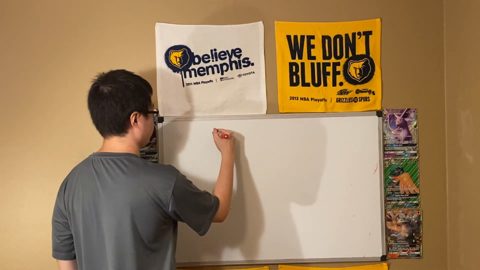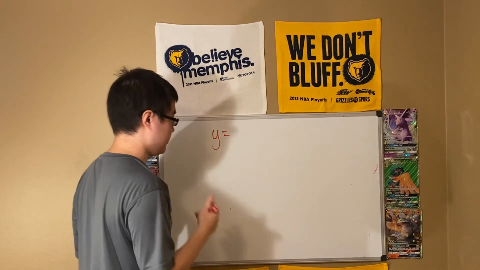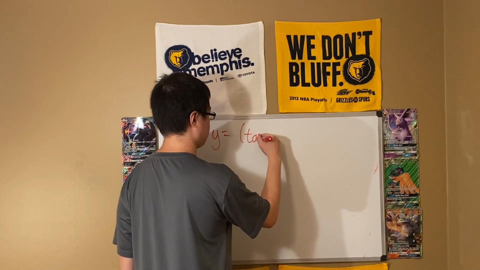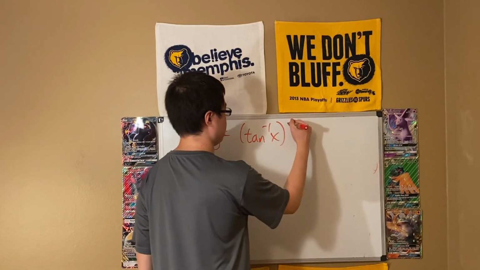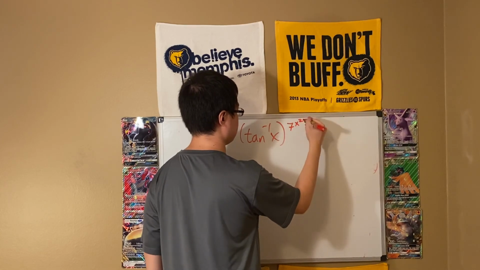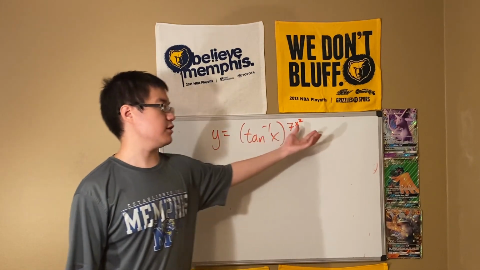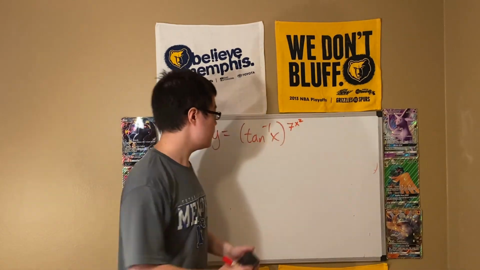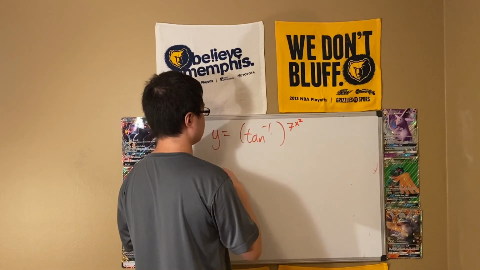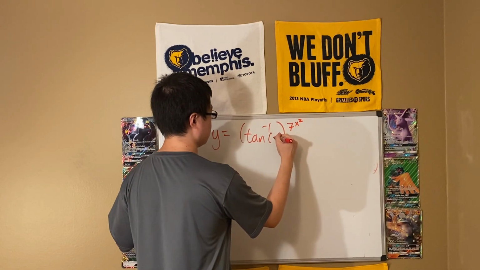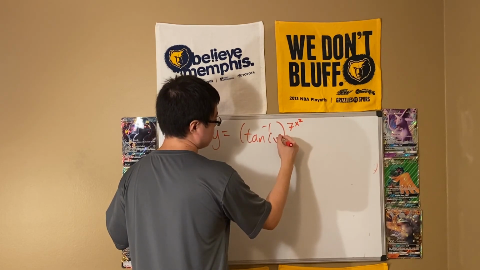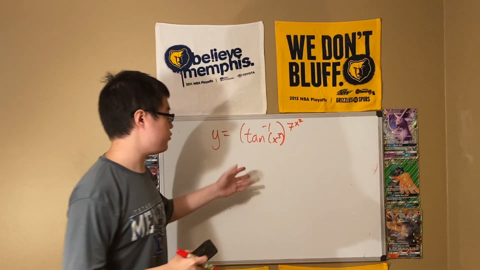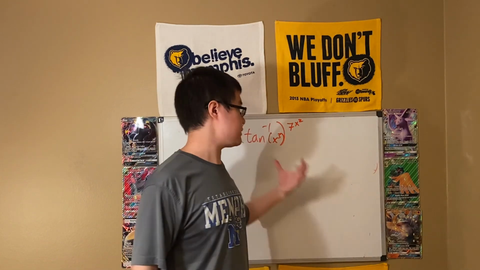Let's take the derivative of, let's do tan to the negative 1 x to the 7 to the x. Let's do 7 to the x squared. So we have this function to this function. So it's going to be kind of complicated. Let's change the question a little bit to add a little bit of chain rule, because I love chain rule. Let's change it to x cubed.